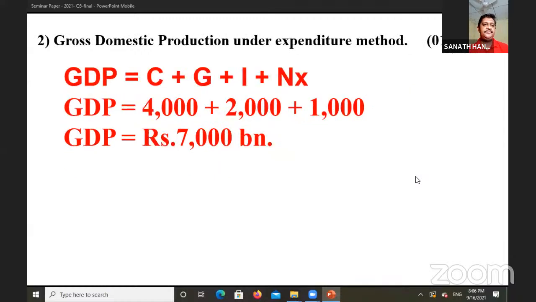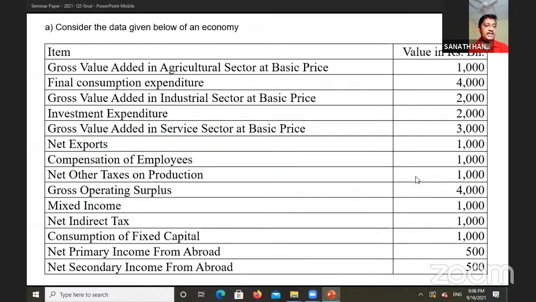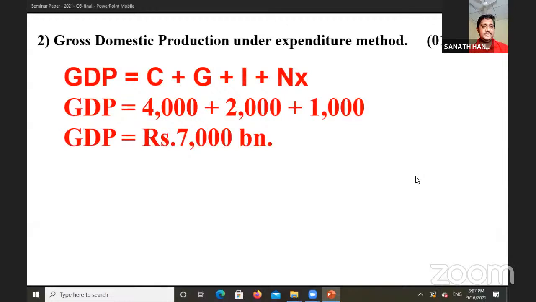Then second one, expenditure method. C plus G plus I plus NX. But C plus G is given together as total consumption expenditure. In final consumption expenditure, 4,000 is the C plus G, right? The C plus G 4,000, investment 2,000, and net export 1,000, GDP 7,000. Right, do it.